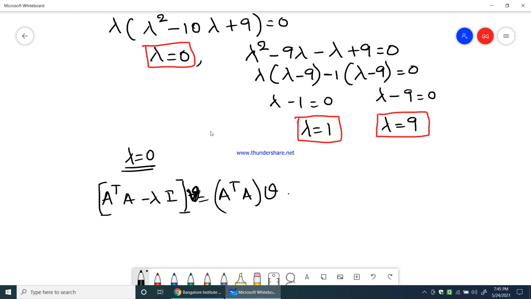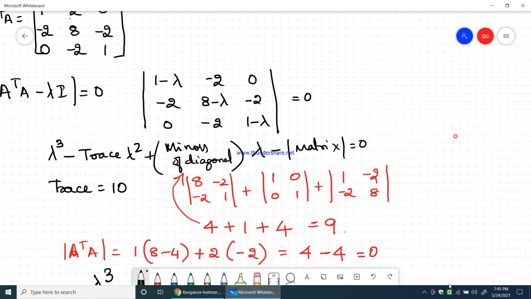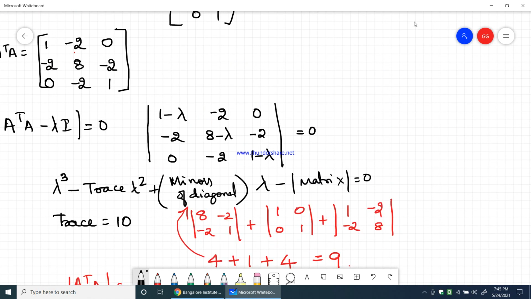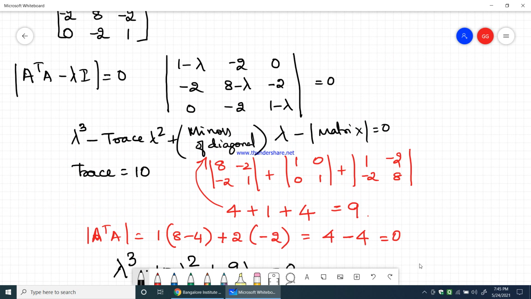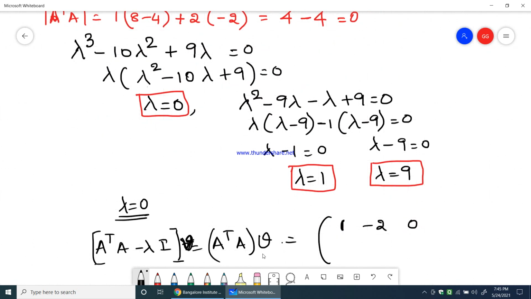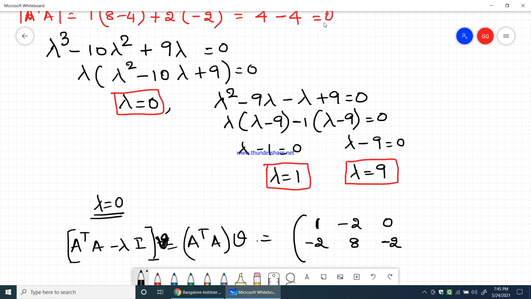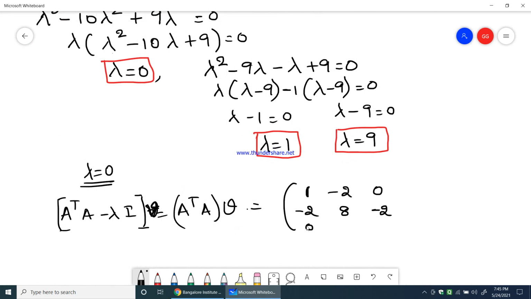Now what is A transpose into A, which we have done earlier? It is [1 minus 2 0; minus 2 8 minus 2; 0 minus 2 1], let me write that, into the vector V1 V2 V3.